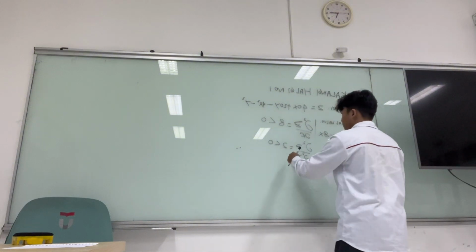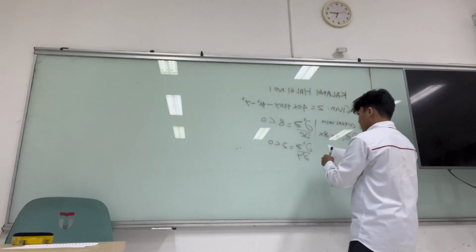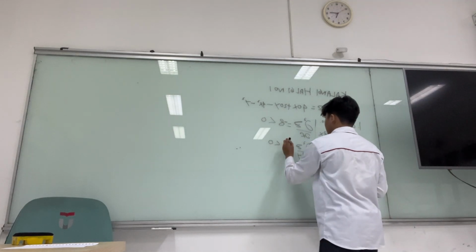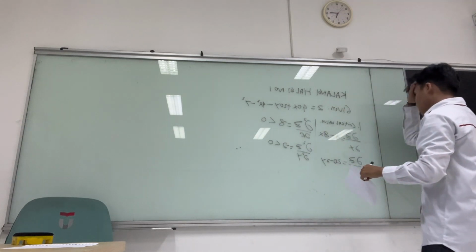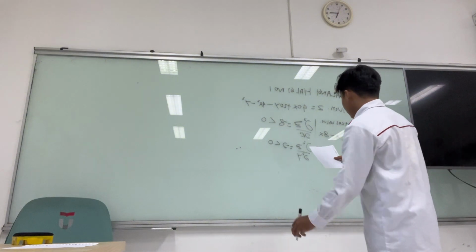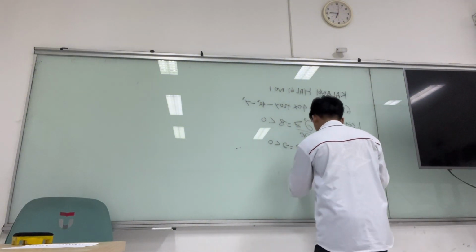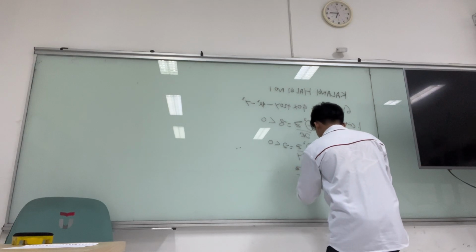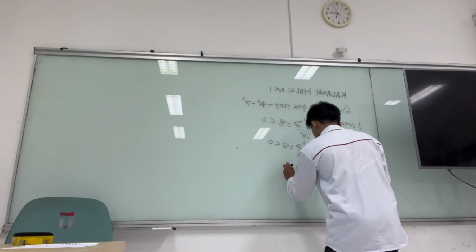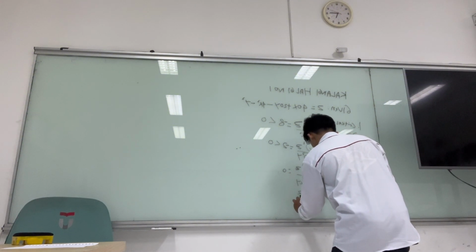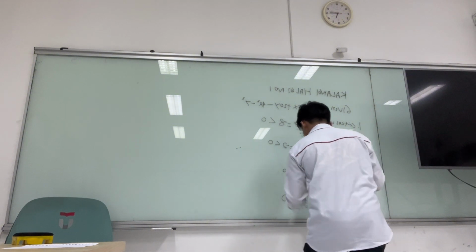Since both of these points are negative, both of them are smaller than 0. So I will make it 0, and then dou z per dou y dou x equals 0.